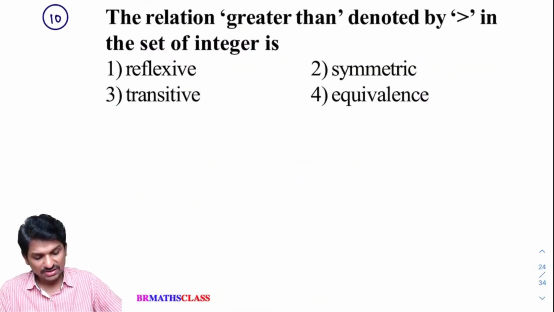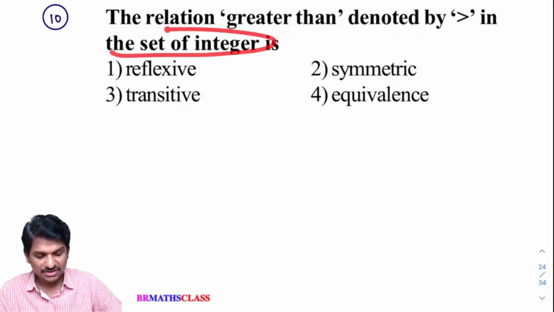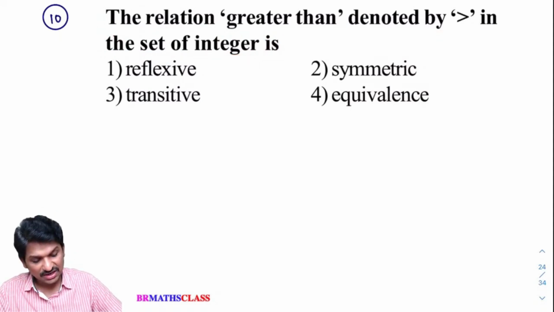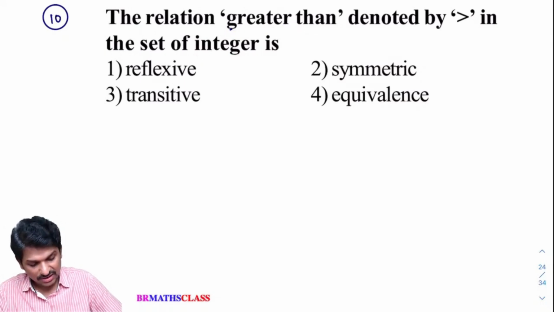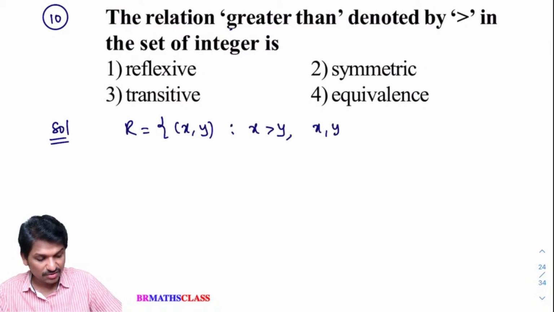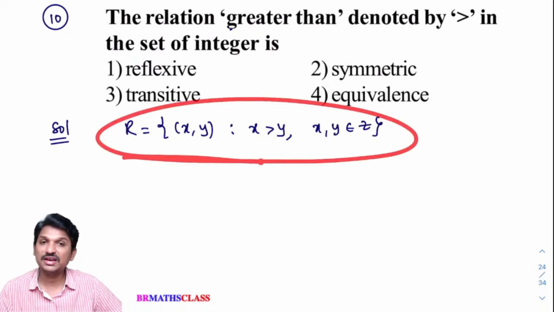Look here. What is this relation? The relation greater than is denoted on the set of all integers. R is a relation on the set of all integers. The question is how this relation greater than looks. I'll write: R is a relation which contains ordered pairs x comma y such that x is greater than y, and x comma y both are integers. This is the given relation in set builder form.